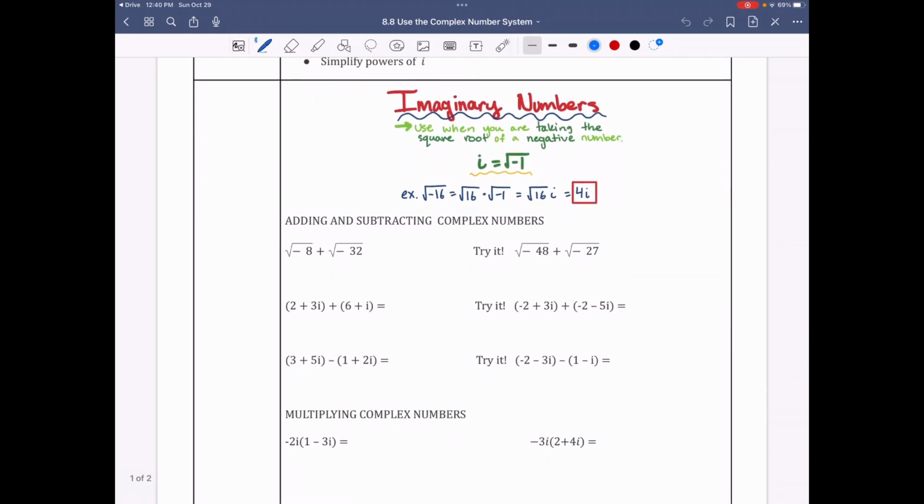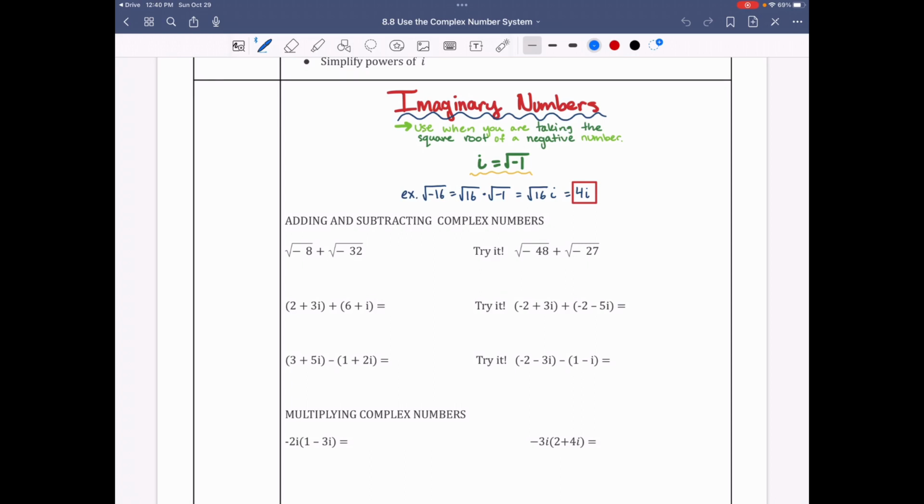i is the letter that we use for imaginary numbers. It's not a variable. It actually stands for the square root of -1. So for example, the square root of -16 is the square root of 16 times the square root of -1, and that would equal the square root of 16 times i, or 4i.